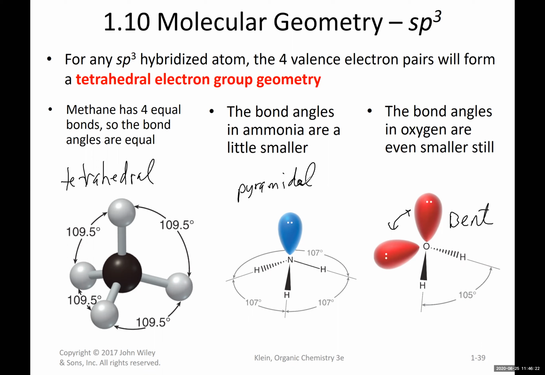Professor? Yes. I'm imagining the compound hydrogen fluoride, where I'd imagine we'd also have the sp3 orbitals going on. Of course, it's a linear structure, but I'm wondering what's the angle between the valence electron pairs?